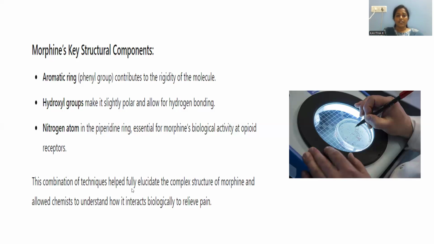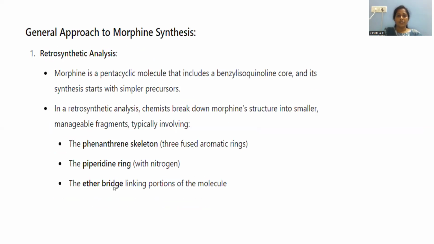This combination of techniques helped to fully elucidate the complex structure of morphine and allowed chemists to understand how it interacts biologically with the receptors in order to relieve pain, right? So how complex the molecule morphine is, how we can identify that molecule through the techniques we applied so far, and what the distinct roles of the individual functional groups present in the molecule are. The entire study got covered, and this is regarding its structural elucidation.